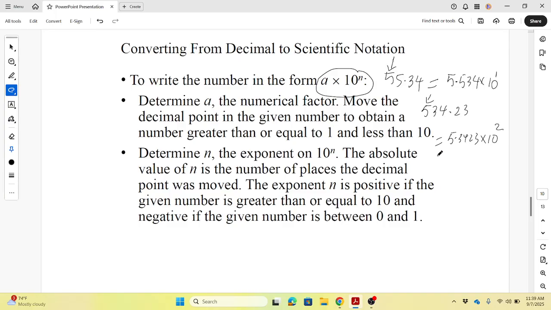Similarly, if you have a negative, then determine n, the exponent on 10 to the power n. The absolute value of n is the number of places. So if it's negative, then you just do the opposite. You go to the right side.